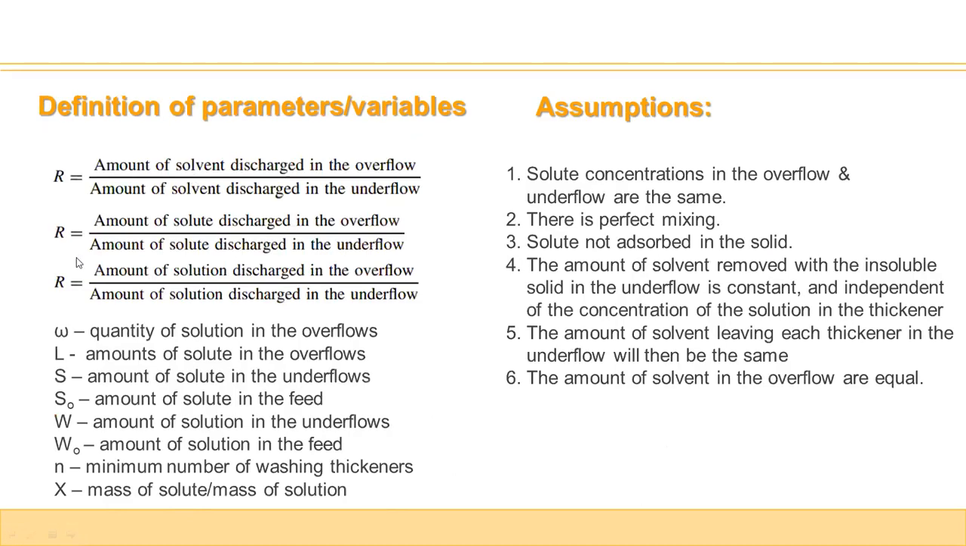R could also be solved based on the amount, this time not the solvent, but the solute discharged in the overflow over the amount of solute discharged in the underflow. So same thing with what we have on the first ratio for the determination of R, only that this time we change the solvent to the solute. So solute ratio in the discharge overflow and underflow.